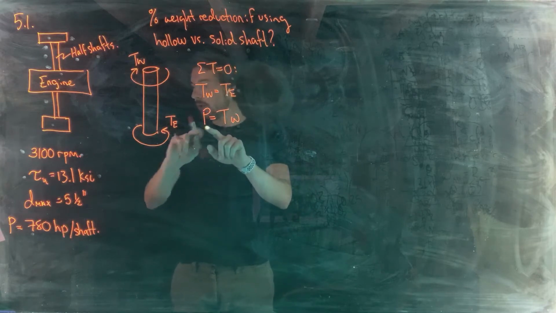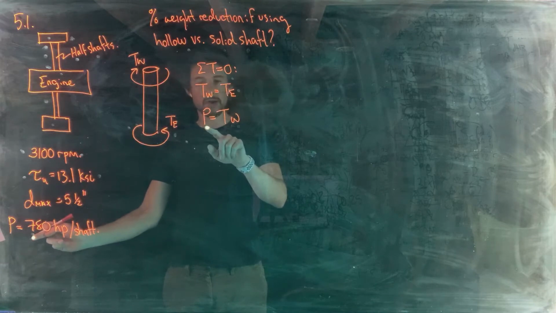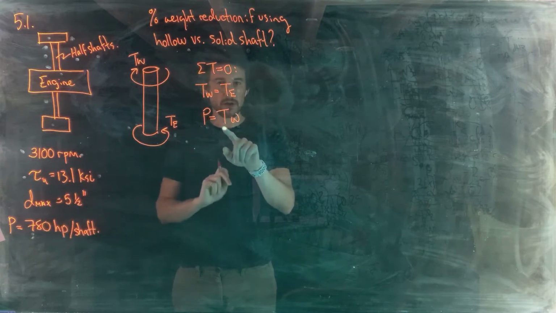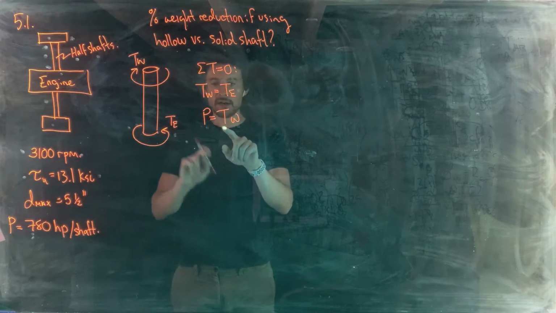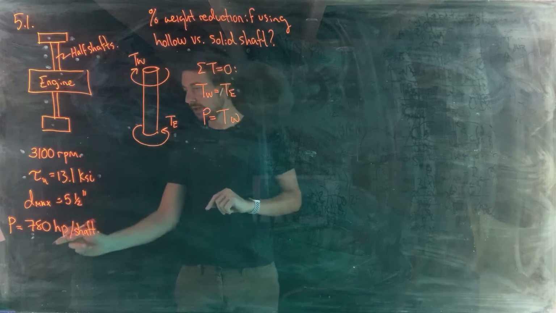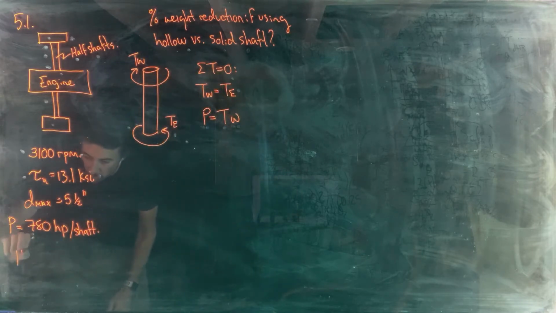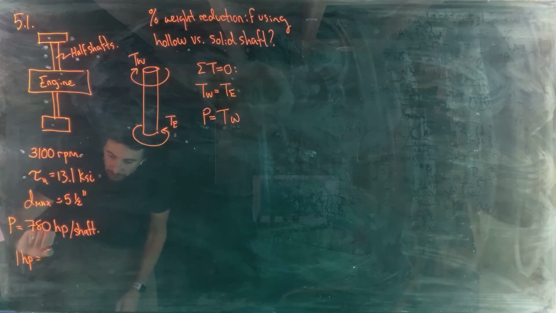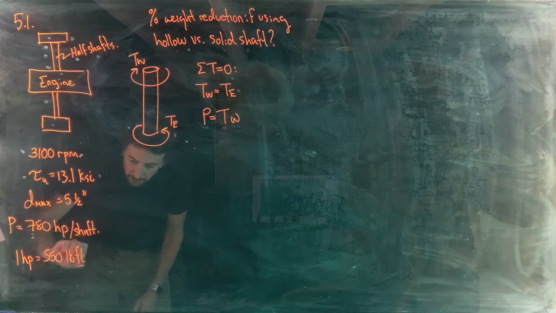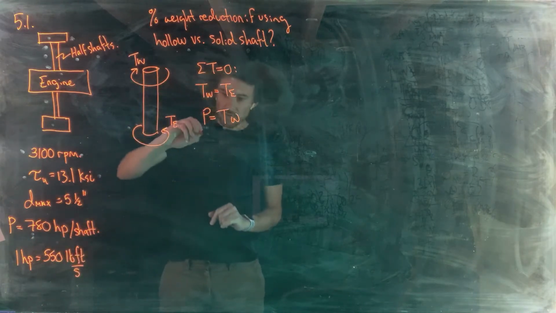Okay, power. We have power given in horsepower. When we're applying this equation, we're going to want our torque in pound-feet, so horsepower needs to be in pound-feet per second. We're given horsepower. The conversion factor is that 1 horsepower equals 550 pound-feet per second.